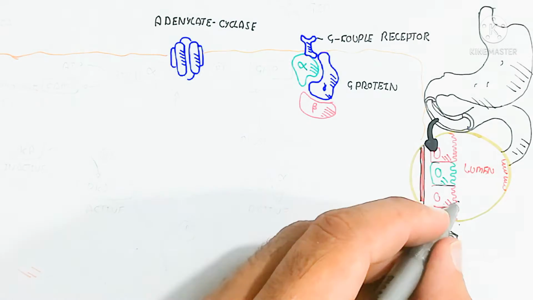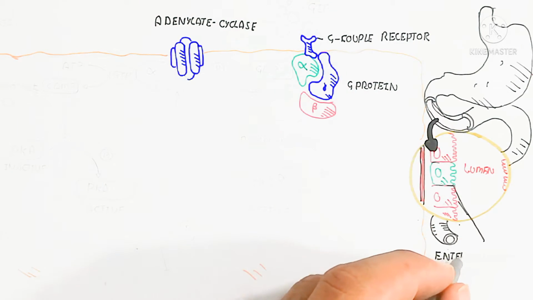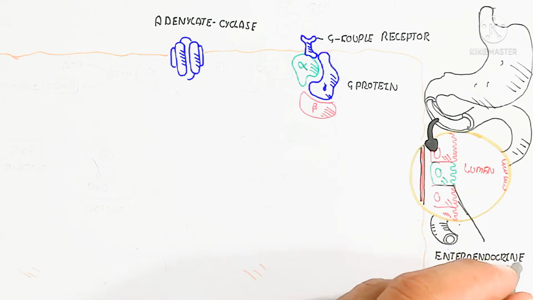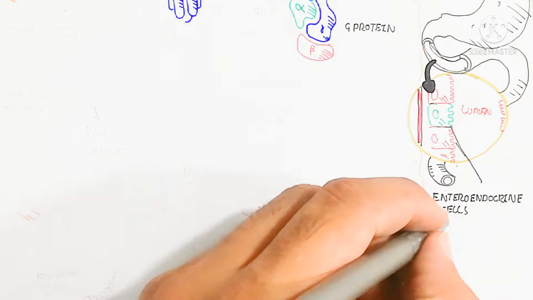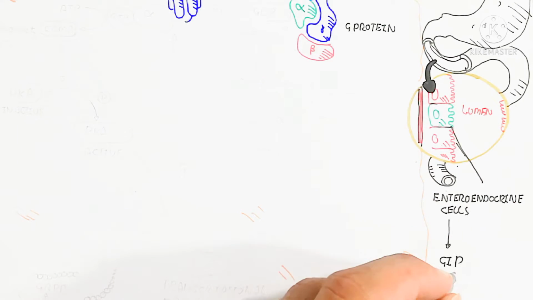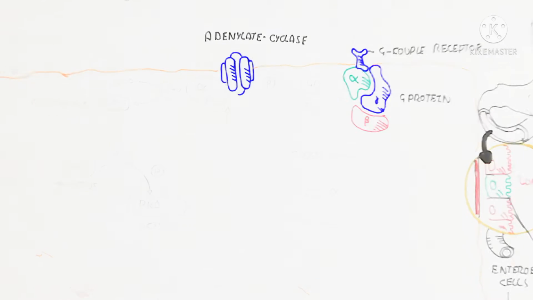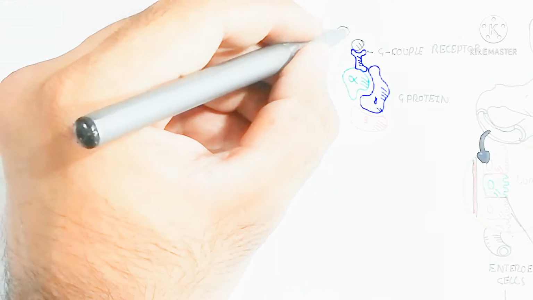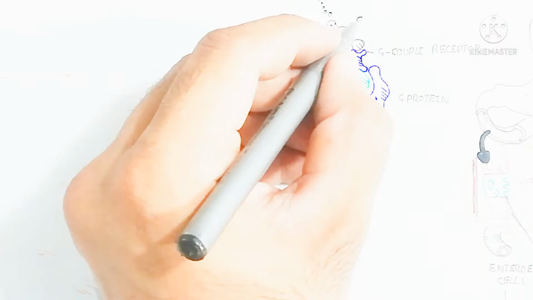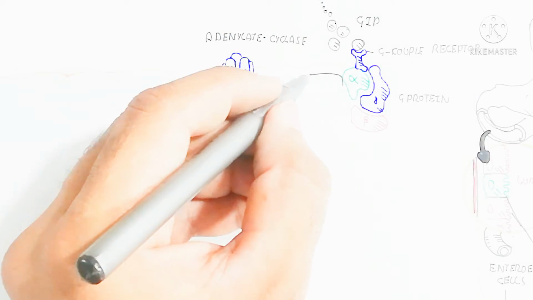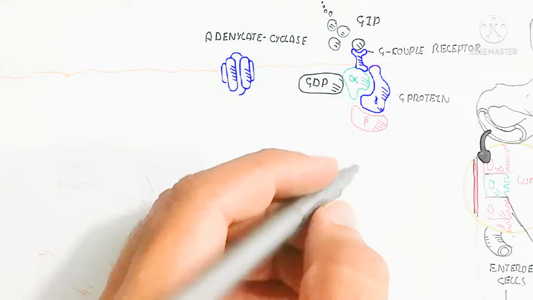So this GIP will bind with the GIP receptor, which is a G-coupled receptor. After the binding of the GIP, we will discuss what that means and what is happening in the intracellular signaling. So here is the G-coupled receptor. We receive the GIP as well as another hormone we will not discuss here.